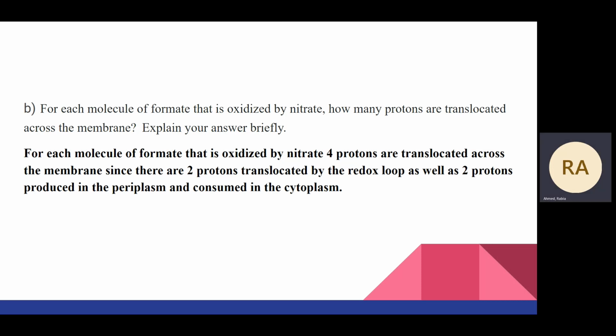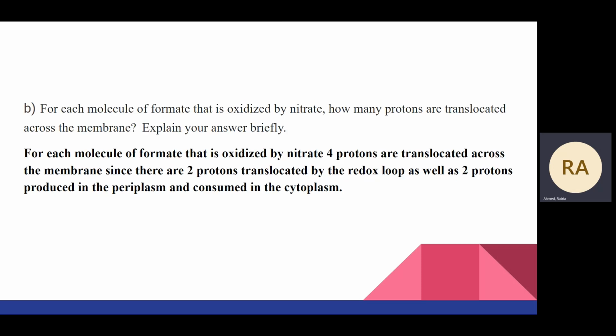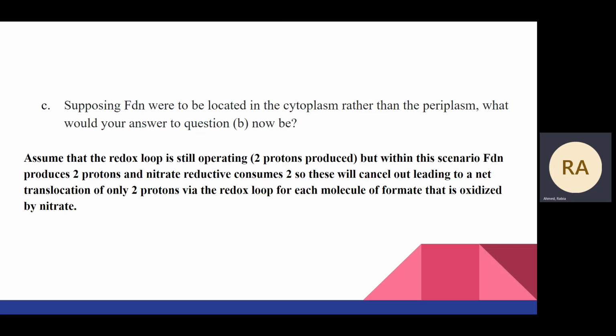Going to move on to C. Supposing FDN were to be located in the cytoplasm rather than the periplasm, what would your answer to question B now be? So I'm going to go back to question B. It says for each molecule of formate that is oxidized by nitrate, how many protons are translocated across the membrane? Okay, so it's saying in the cytoplasm rather than the periplasm.